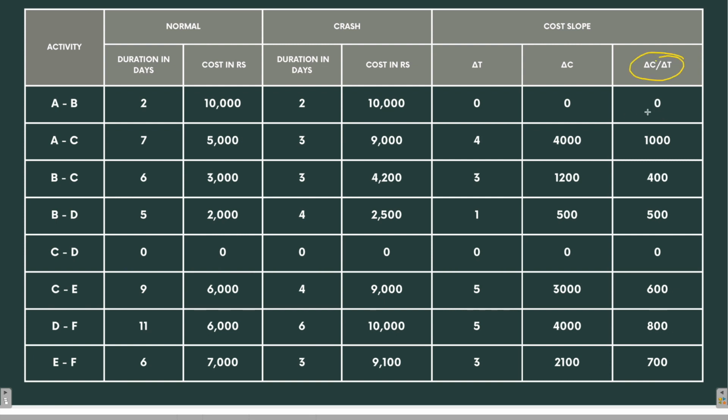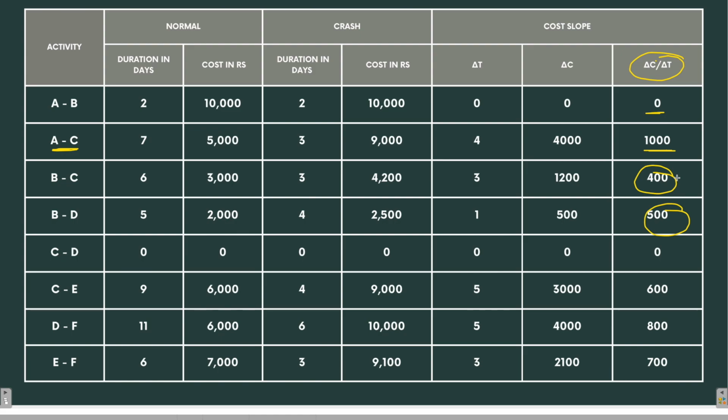The cost slope for AB is 0 because it cannot be crashed. For AC, it is 1000 rupees per day. So if we want to reduce the time duration of activity AC, we have to spend 1000 rupees per day for crashing each day. Okay, BC is 400, similarly BD is 500, and so on. So this is the first step, that was finding the cost slope.